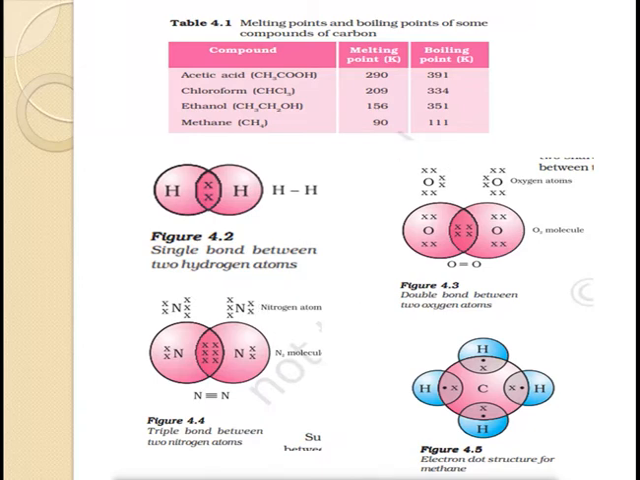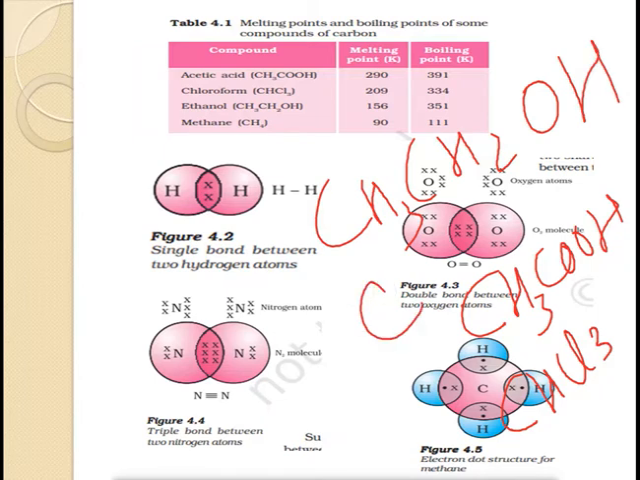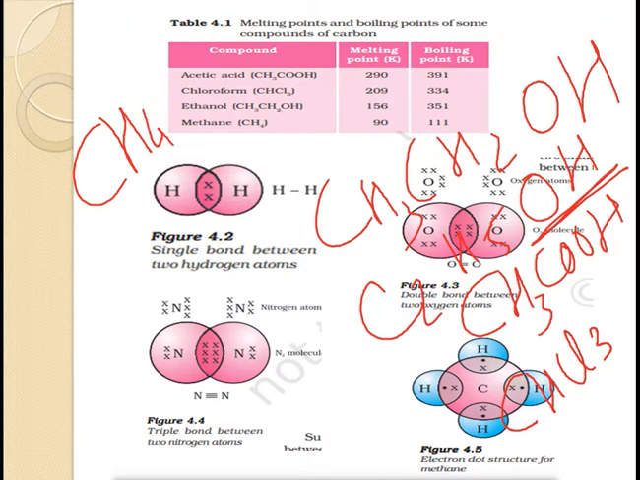So what is the formula of acetic acid? The formula of acetic acid is CH3COOH. The formula of chloroform is CHCl3. Ethanol is CH3CH2OH. Or you can also write ethanol as C2H5OH: 2 carbon atoms, 5 hydrogen atoms, and an OH group for alcohol. And the formula of methane is CH4. So these are the different formulas of the compounds containing carbon. These all are carbon compounds, right?